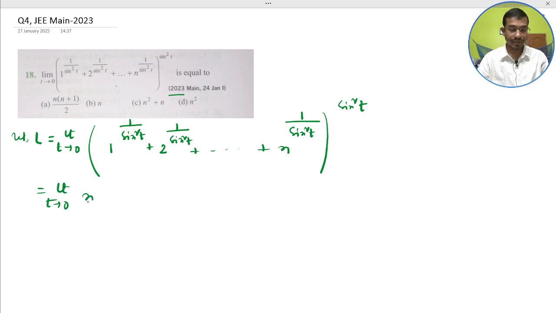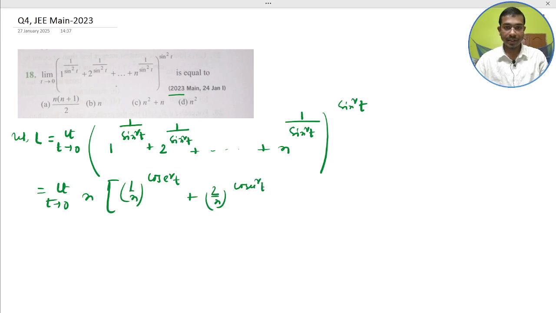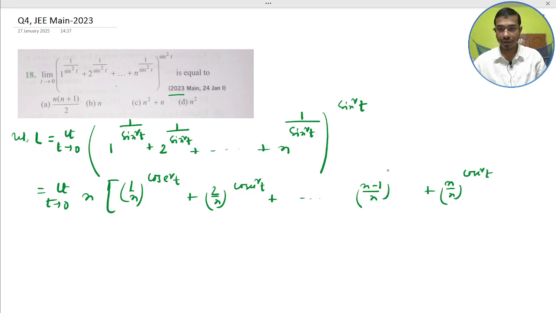n should become first. I just do n multiply, so it should be 1 by n to the power 1 by sine square, means cosec square t. Okay, 2 by n to the power 1 by sine square t, means cosec square t, dot dot plus the last element should be what? N by n to the power cosec square t, and the element before the last element should be what? Here n minus 1 divided by n to the power cosec square t.